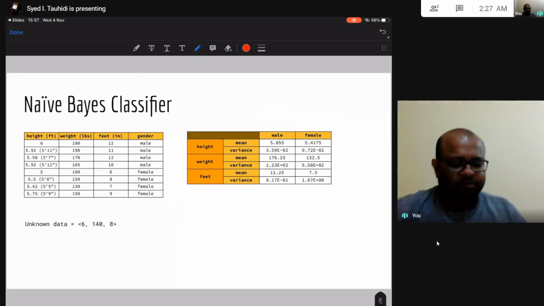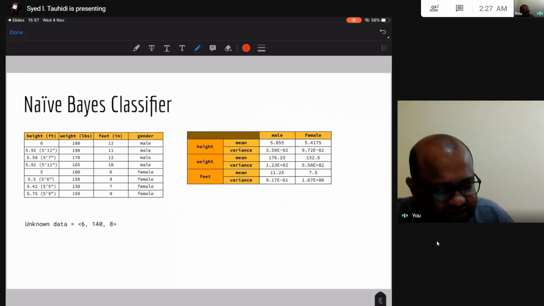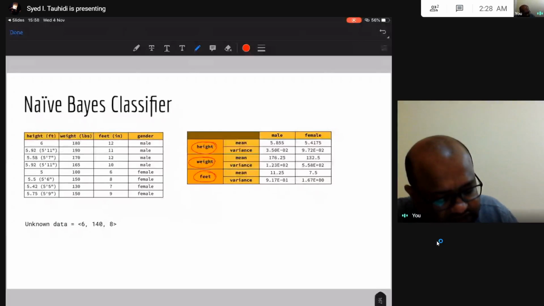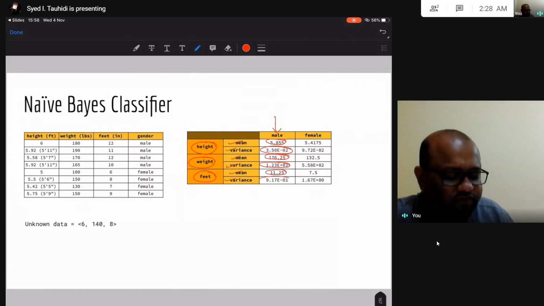This table contains all this data. I have height, weight, and foot size, so three different features, and for each feature, given male, what is the mean and variance. This is the mean, this is the variance for male. Given male, this is the mean of weight, this is the variance of weight. This is the mean and variance of foot size.